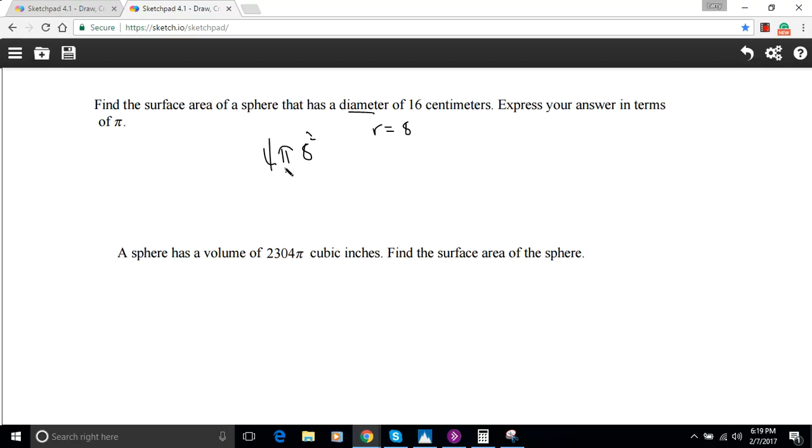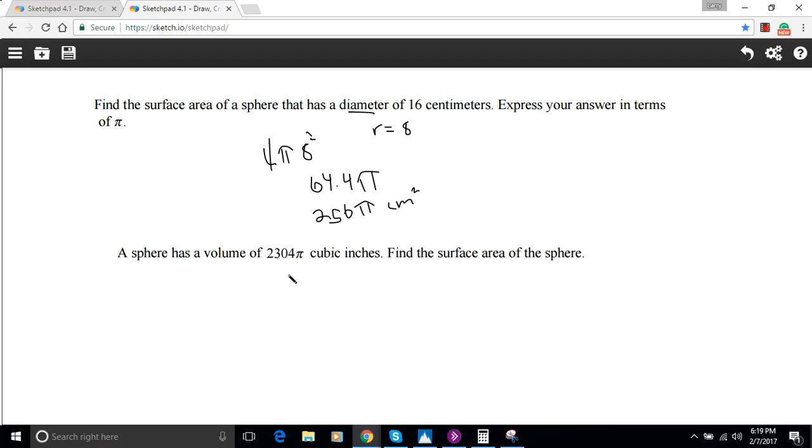And we won't calculate this pi. We're going to leave it there because we want it in terms of pi. So really, 8 squared is 64. And then we've got times 4. And then we've got pi. And I think 64 times 4 is 256. So our answer here is just 256 pi centimeters. And then this is area, so it's centimeters squared.